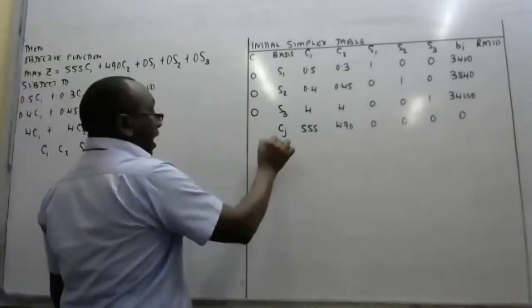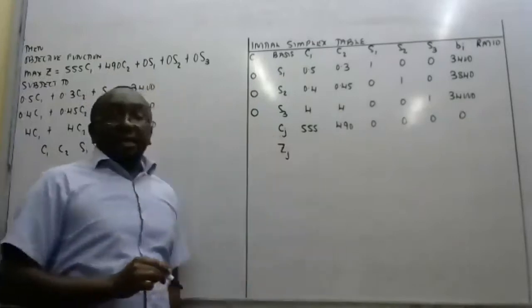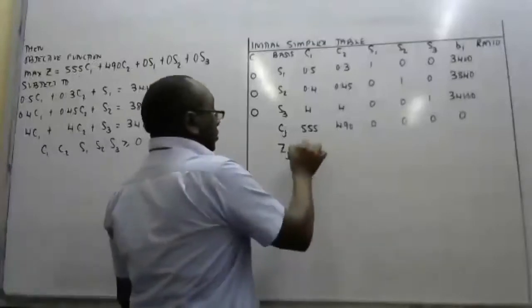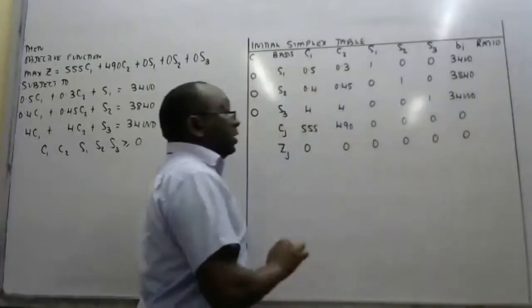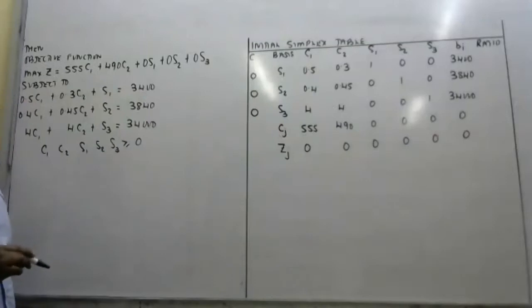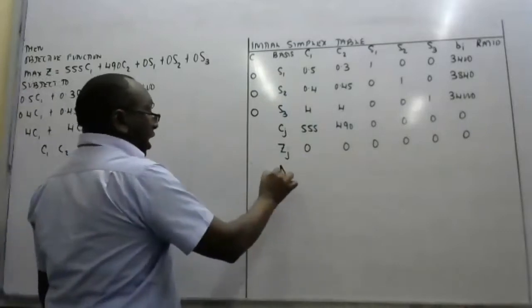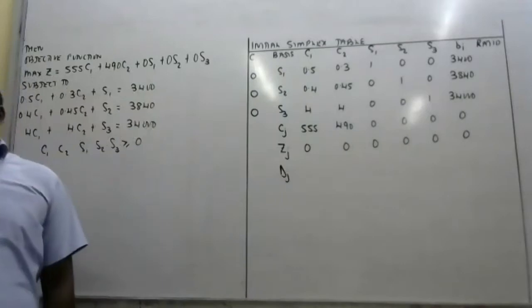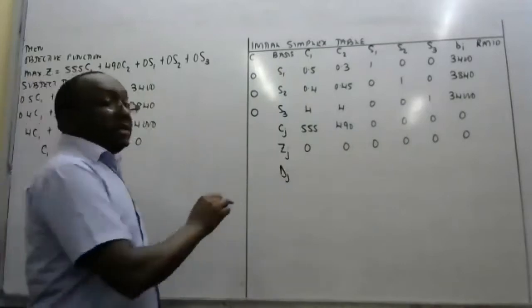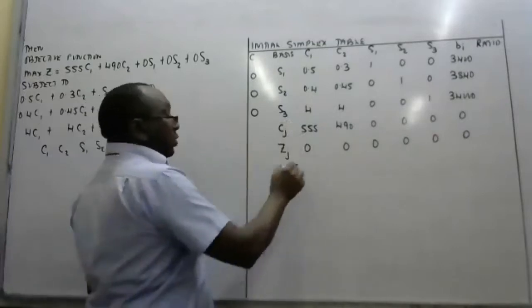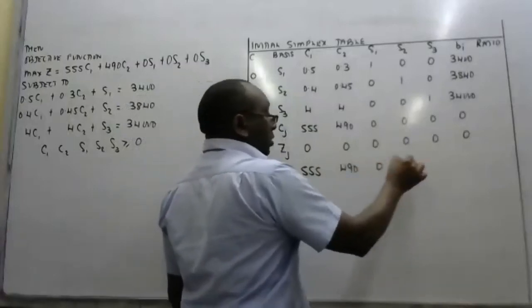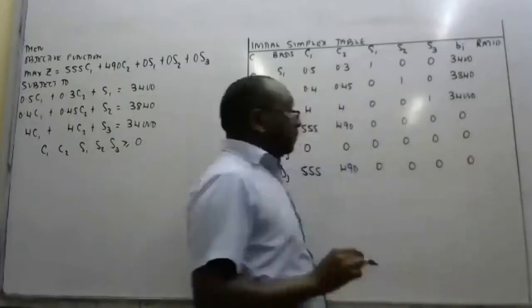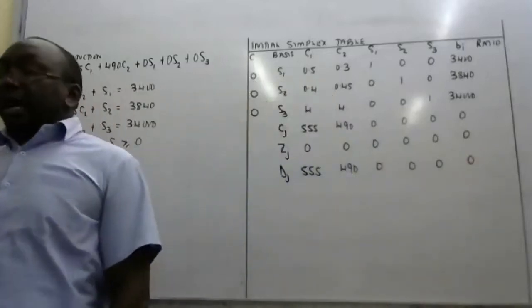Then you bring ZJ. In the initial table, ZJ is always zeros. For now, let me not get into those. Just take it that way. Then the last row is called DJ. And DJ, we said, is CJ minus ZJ. So in the initial table, it is 555, 490, 0, 0, 0, 0. That is the initial table.